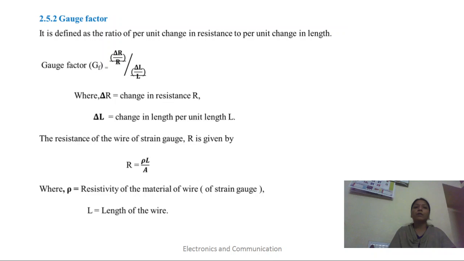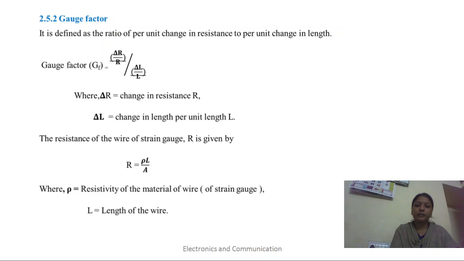The resistance of the wire of a strain gauge is given by R equals rho L by A. This you already know. R equals rho L by A, where rho is the resistivity of the material, L is the length of the wire, and A is the area of cross section of the wire. Therefore, this is the gauge factor. You are going to calculate it and measure the strain.